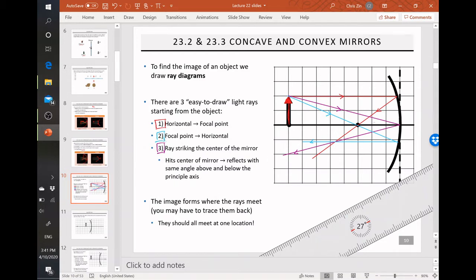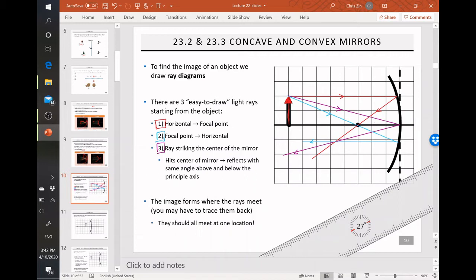The second easy to draw light ray is the light ray that starts at the top of the candle and goes toward the focal point. When that one reflects, it's horizontal. The third one, in purple, starts at the top, goes toward the center, and it reflects off at the same angle.